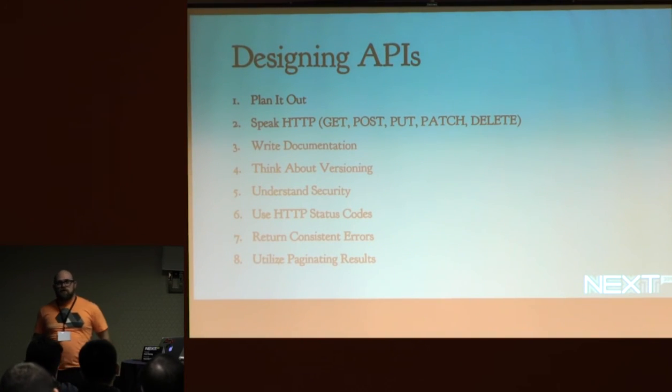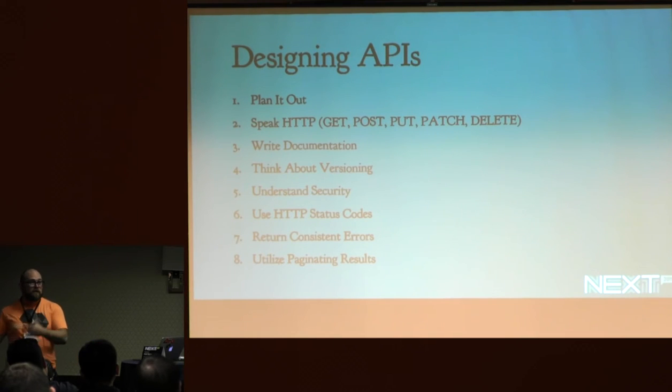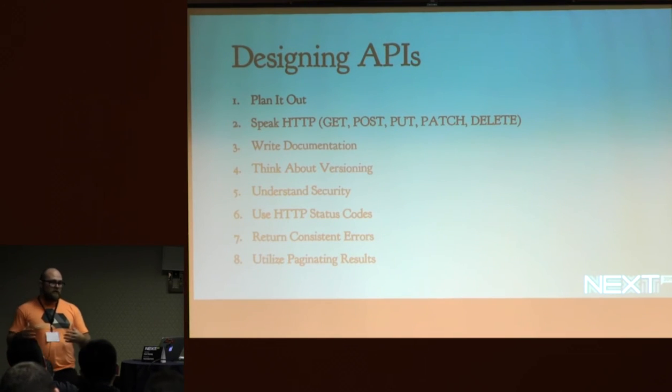So plan it out. Plan it out really just means think about the purpose of this API. How big do you want it to be? What do you want it to encompass? What business problem is it solving? For today, we're going to look at a very simple problem that we're trying to solve and what the API is built for.